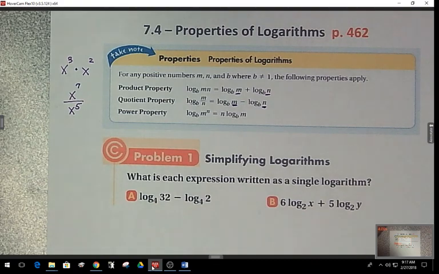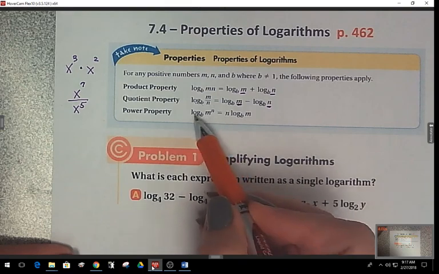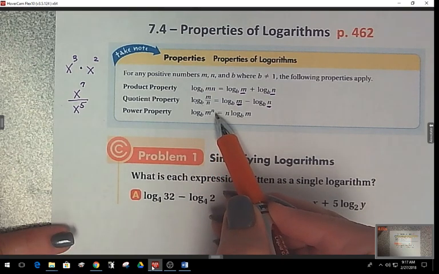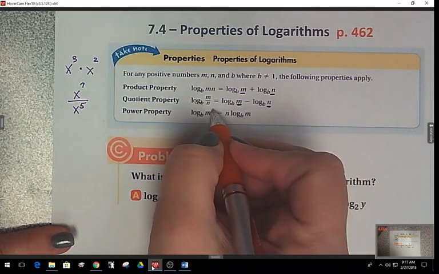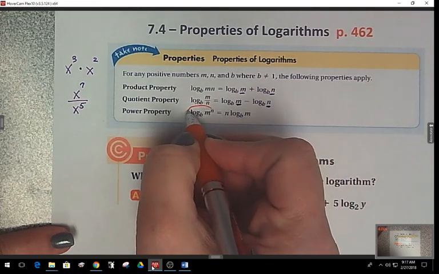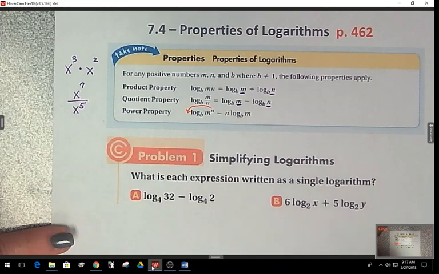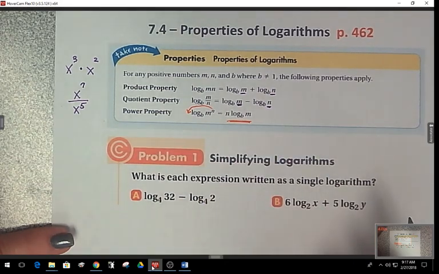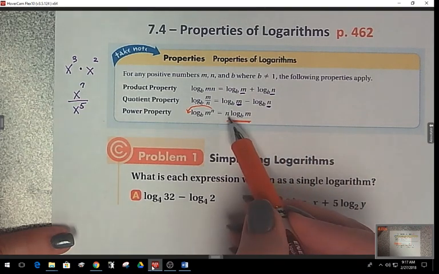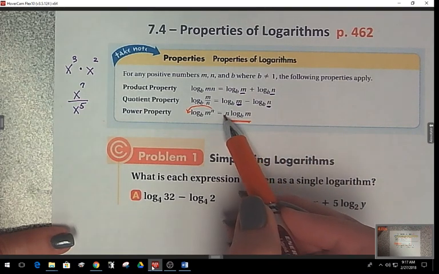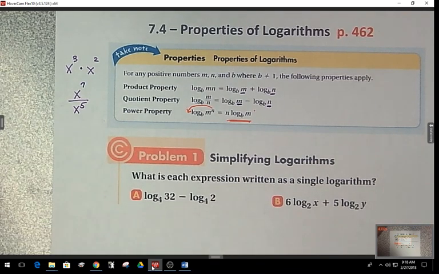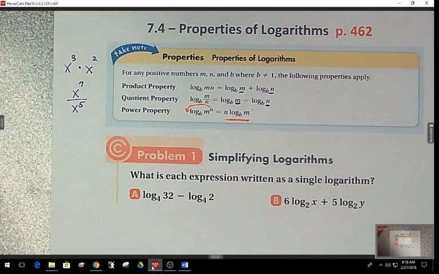Now, the power property is a little bit different. If we have log base b of m to the n power, what this rule says is you can take that exponent and move it out in front. And that's where they get this statement. And the flip side of that is when you've got a number in front of a logarithm, you can move it up here as an exponent, depending on what kind of problem you're working and what they ask you to do.